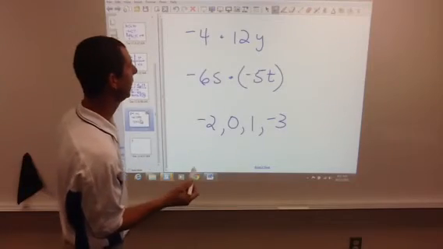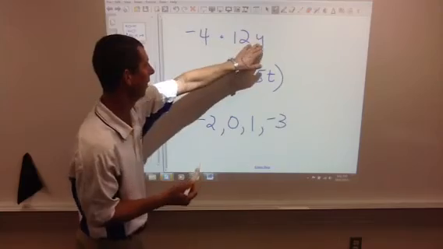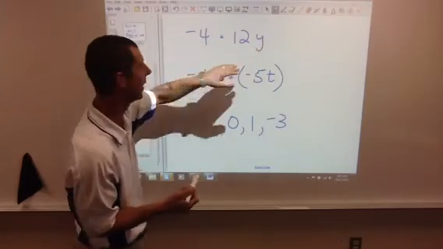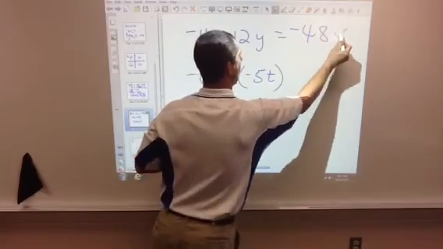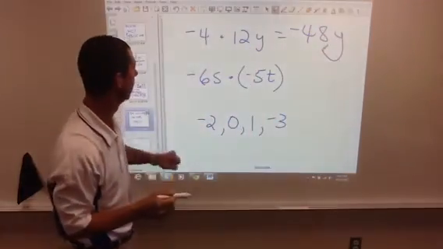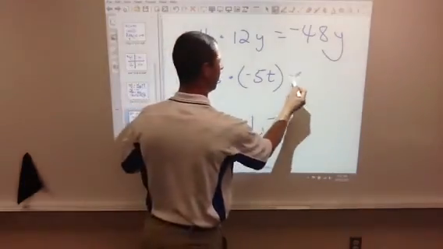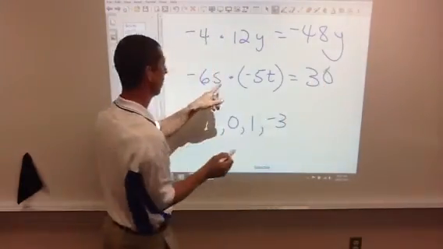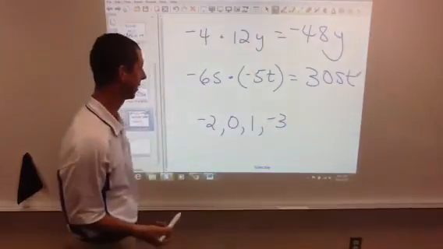Okay, one last thing here. This is multiply. Negative 4 times 12, and then we don't know what y is, so we're simplifying this down. This is going to be negative 48y. We just put the variable with it. Here, a negative 6 times a negative 5 is a positive 30. Okay, now we put our variables s and t with it. S, T, just like that.